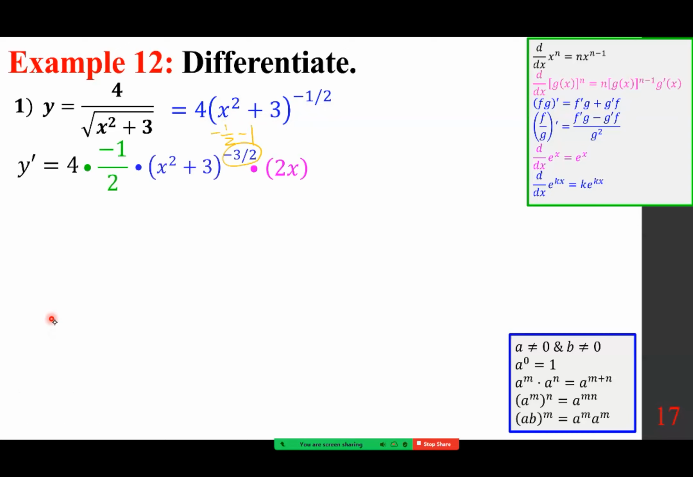Is -1/2 minus. So what we have, this goes down and takes a +3/2 as the exponent. 4 and -1/2 and 2x. The product is -4x. And we rewrite it in this fashion. So -4x times x squared plus 3 to the power of -3/2. This goes down, +3/2, or square root of x squared plus 3 to the 3rd power.